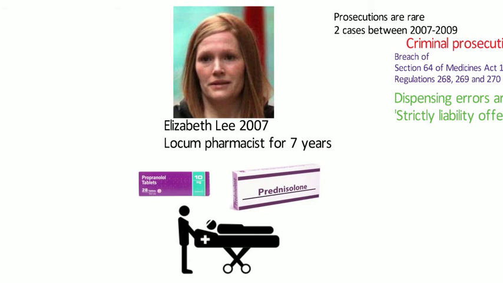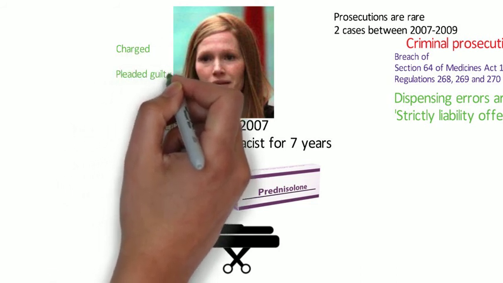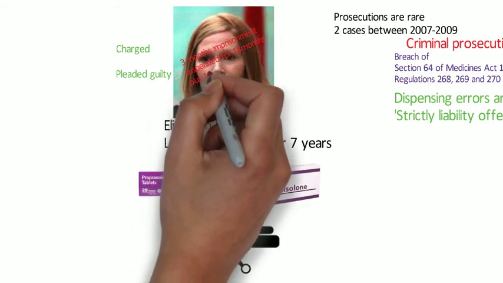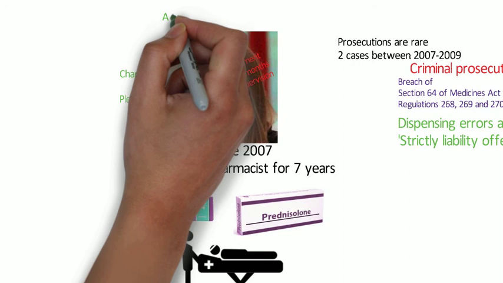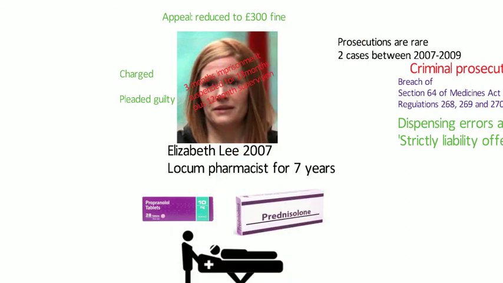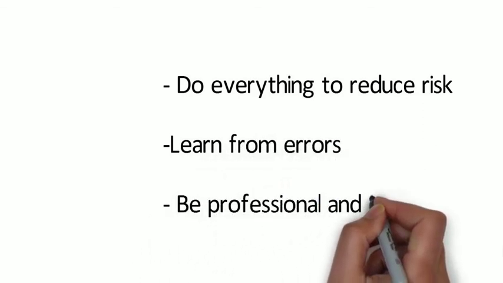So Mrs. Lee was charged under Section 85 of the Medicines Act. She did plead guilty. She was sentenced to 3 months imprisonment, suspended for 18 months, plus a 12-month supervision order. On appeal, her offence was changed to being under Section 64, and the sentence was reduced to a fine of £300. Now, Mrs. Lee had no previous history of errors. She had an excellent work record and testimony. The prosecution and sentence were the result of a single dispensing error. Later, Mrs. Lee resigned from the register, and so no action can be taken by the regulator until such time as she reapplies. So this is a hard-hitting story to make you think that you must do everything you can to reduce the risk of dispensing errors. And if they do occur, try to learn from them. Deal with them professionally and honestly.